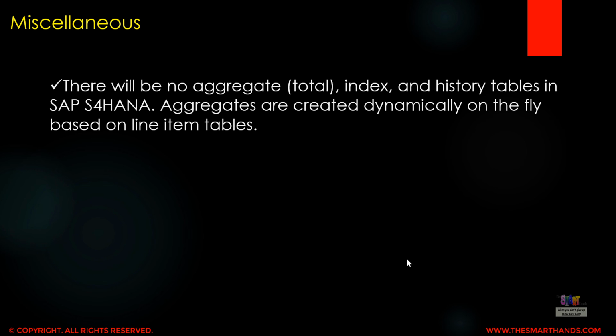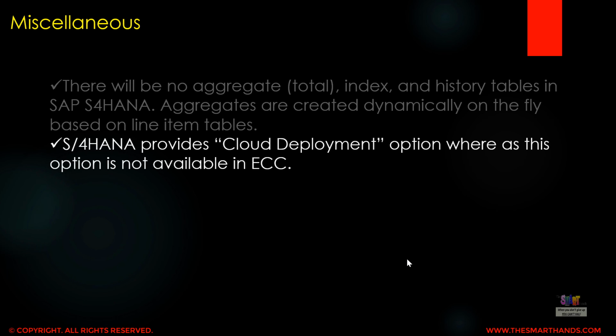So some miscellaneous points I mentioned here. There will be no aggregates, totals, index and history tables in SAP S4 HANA. Aggregates are created dynamically on the fly based on the line item tables. S4 HANA provides a cloud deployment option, whereas this option is not available in the old ECC system. So what is cloud deployment? It will be shown in the next videos.